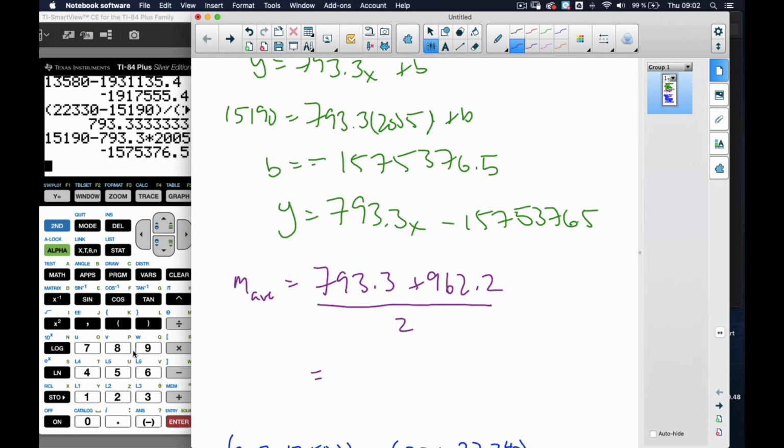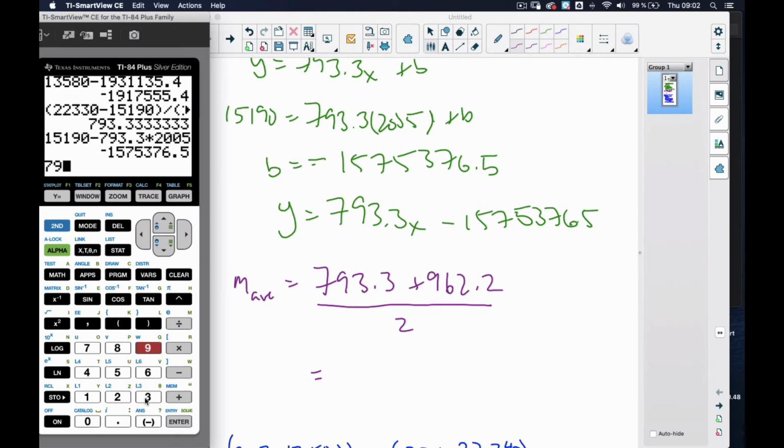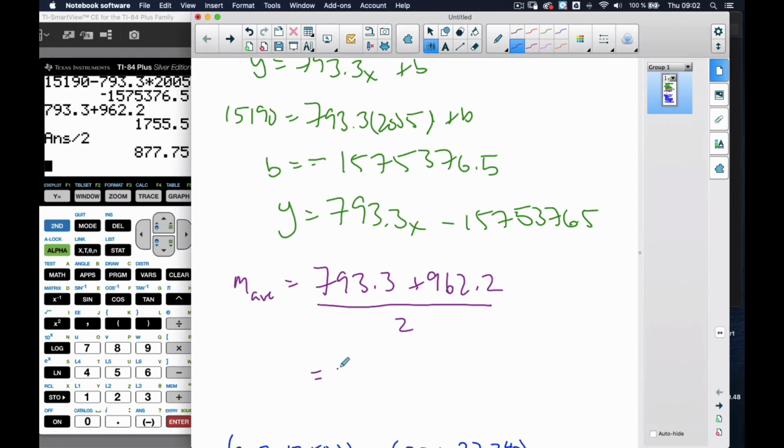And so I get 793.3 plus 962.2. And then I divide it by 2. And so my average slope is going to be 877.75. So this is the slope of my line of best fit.